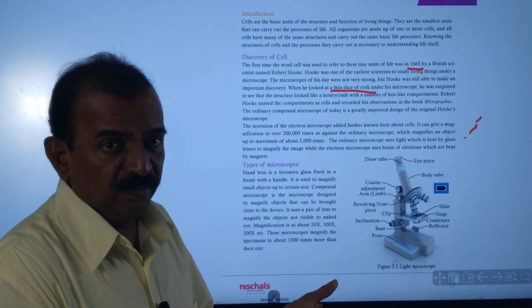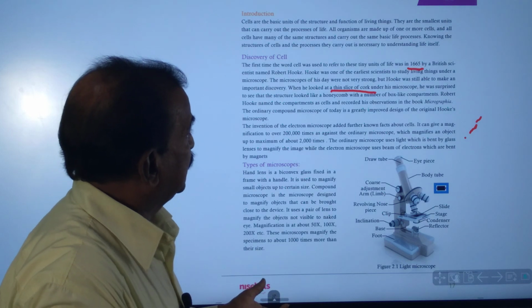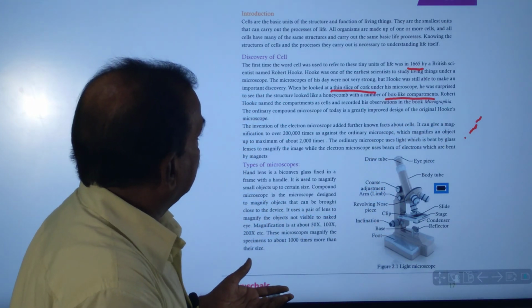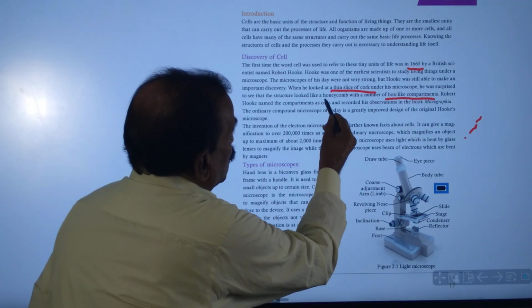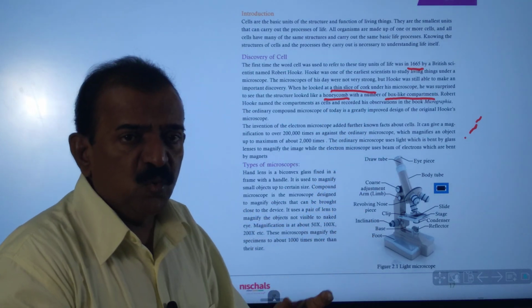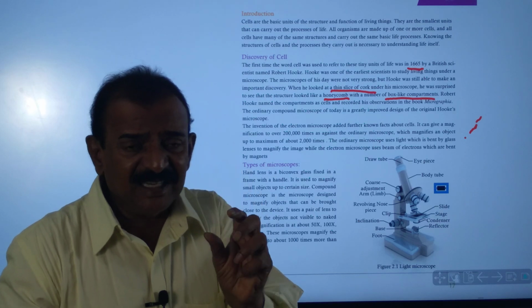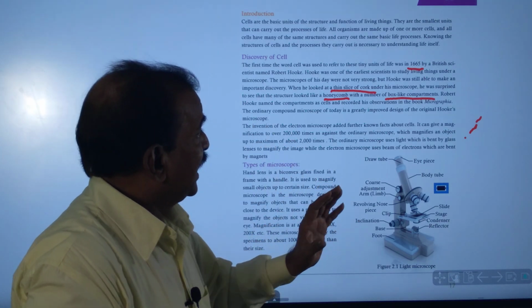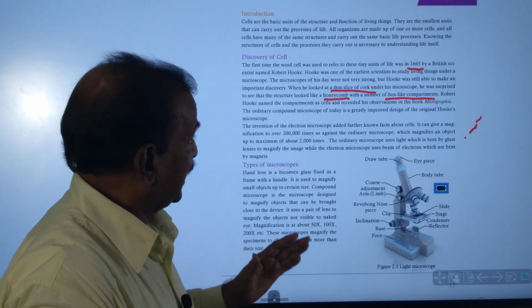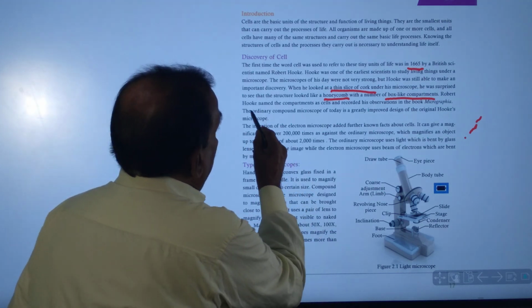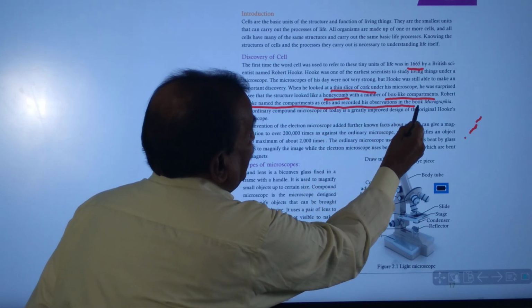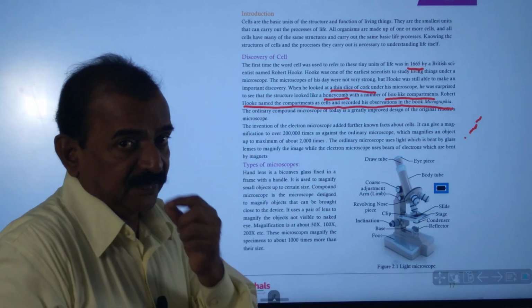It was an ordinary microscope, and he observed box-like compartments that looked like honeycombs in a thin slice of cork. Hooke named these compartments cells and recorded his observations in a book called Micrographia.